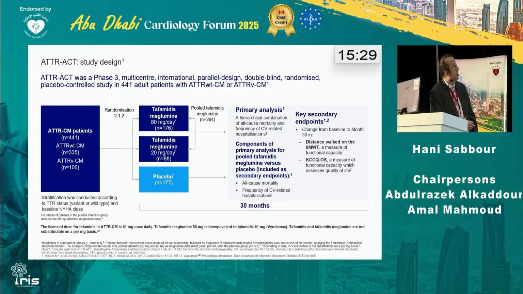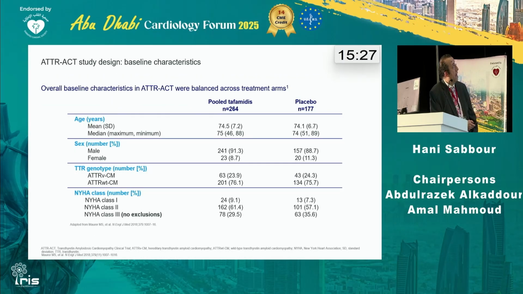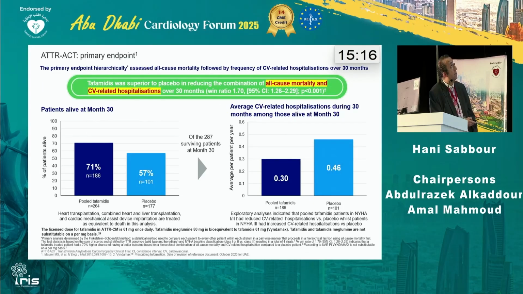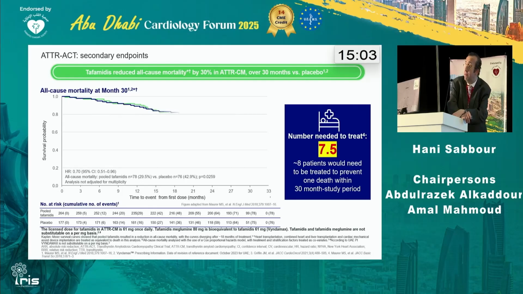So this is the clinical study. It's called the ATTRACT study. And they had a large number of patients, elderly patients, males more than females, as you expect, genetic and wild type, and severe functional class is there in the patients as well. What about survival? All-cause mortality and CV hospitalization significantly reduced, and those patients within 30 months had significantly less hospitalization. So it is clearly impacting with over 30 months.